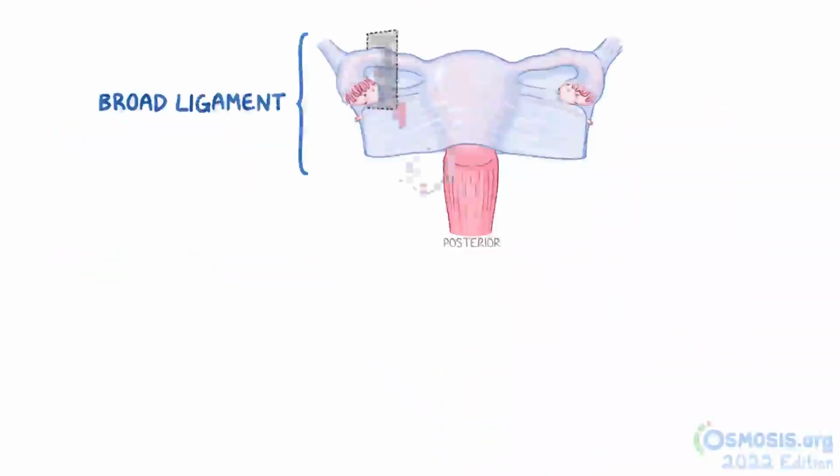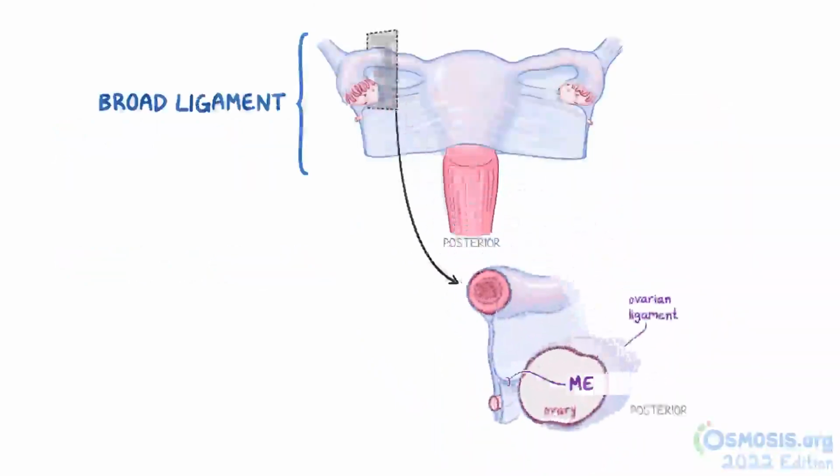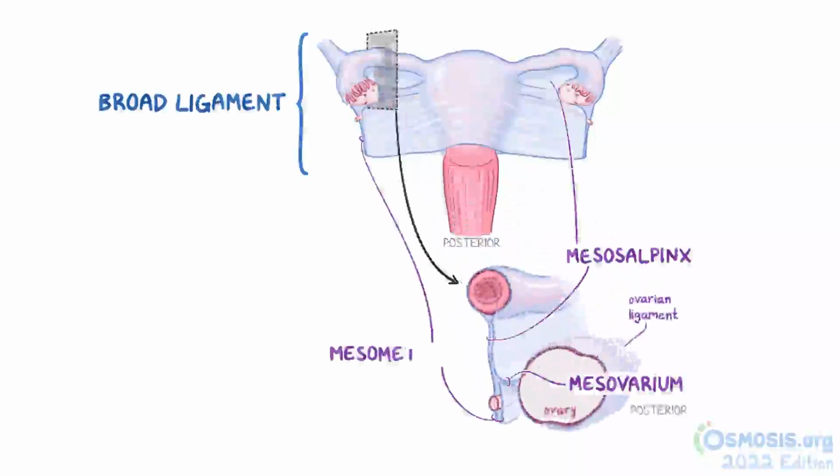Alright, as a quick recap, the ovaries, uterine tubes, and the uterus are covered by a double sheet of peritoneum called the broad ligament. The broad ligament has 3 parts: the mesovarium that is associated with the ovaries, the mesosalpinx that covers uterine tubes, and the mesometrium that covers the uterus.